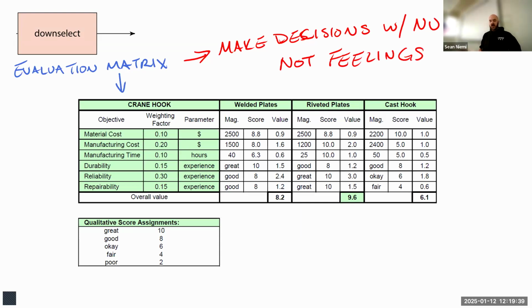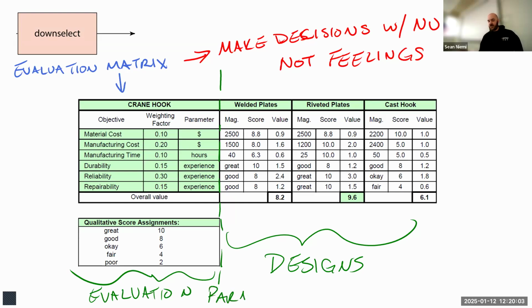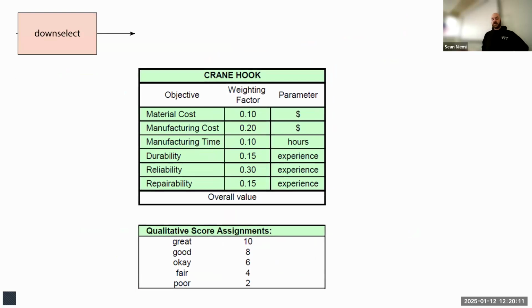So what we're going to do is break this decision matrix down the middle here, and we're going to look at the 2 parts of it. This side right here are my designs. This side over here is going to be my evaluation parameters. All right, so let's zoom in first, and we'll take a look just at our evaluation parameters. What we have up here are 3 things. The first thing we have is our objective.